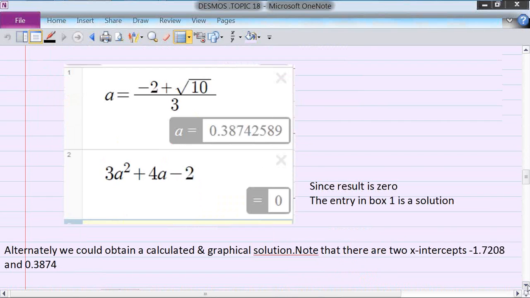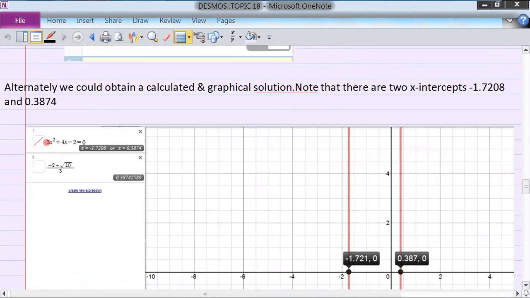Now there's another way of doing that. Maybe you'll like it better. I put the equation of the graph in. I get 2 solutions, minus 1.7208 or 0.3874. Well, I really don't know what those numbers are, but what I did is I typed in minus 2 plus root 10 over 3, and of course it is the same as this value, so obviously this must be a solution because it's telling me one solution is 0.3874 right here, and then when I type this value in, it's the same thing.